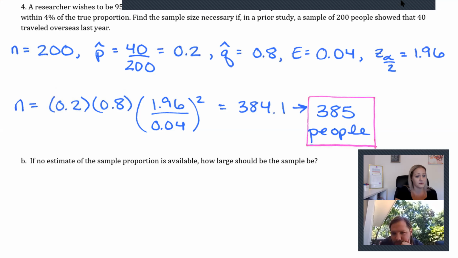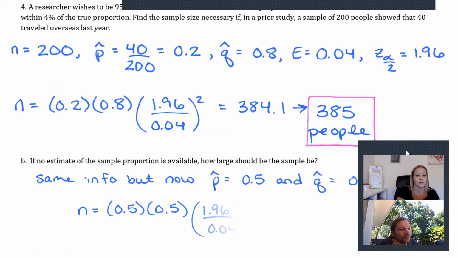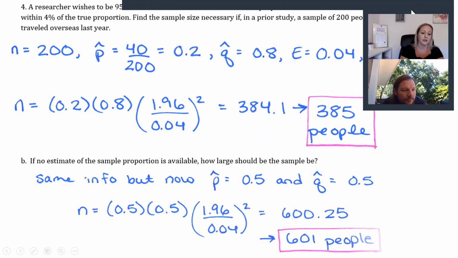Okay, now part B says if no estimate of the sample proportion is available, how large should the sample be? Well, again, if you don't have a previous study to go off of, then you're just going to let p hat and q hat both be 0.5. Everything else stays the same. So you'll do 0.5 times 0.5 times (1.96 over 0.04) squared, and that comes out to be 600.25. And again, we'll round that up to 601.